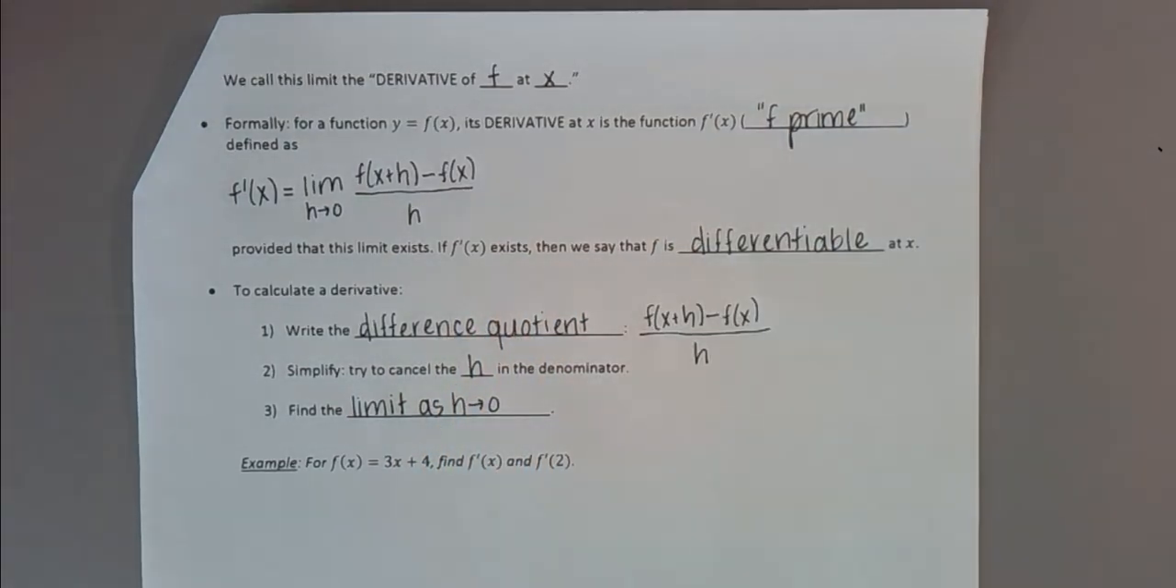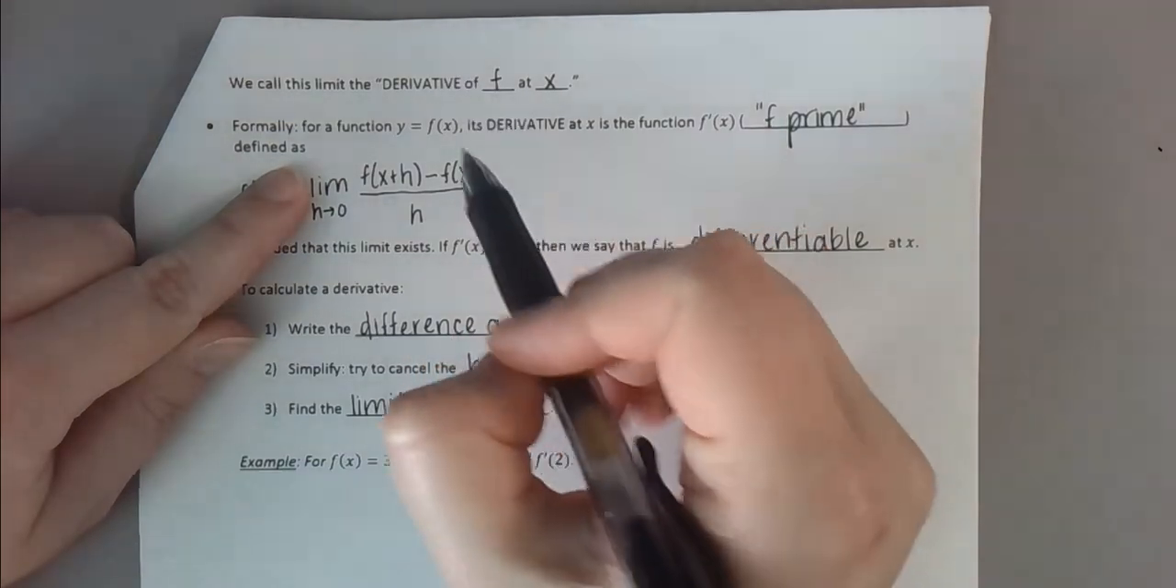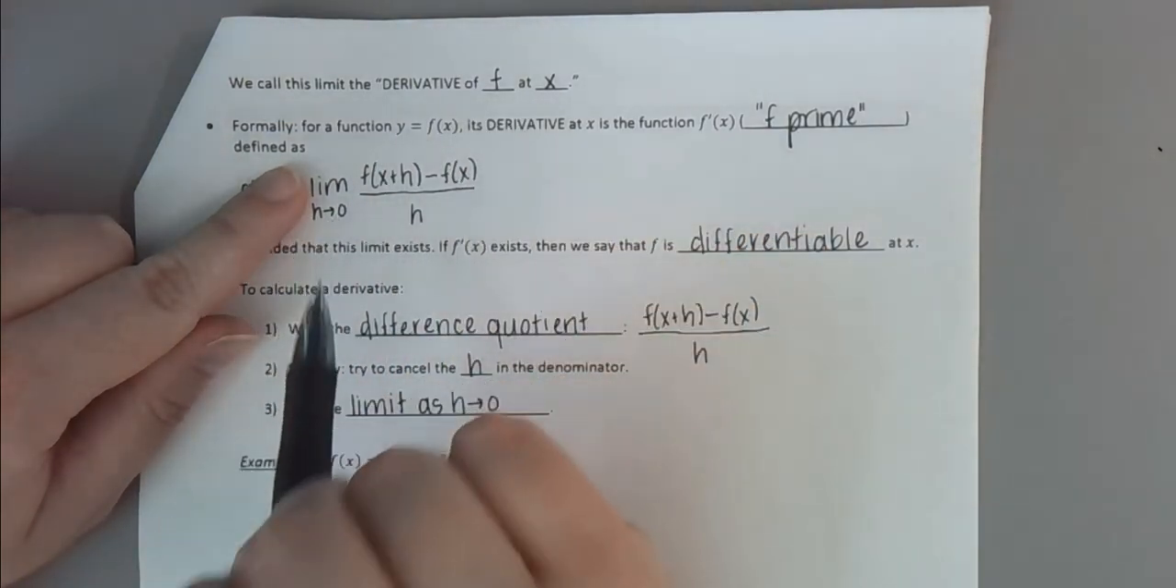So why does canceling the h in the denominator have something to do with evaluating that limit? Well, here's the limit we're evaluating. Here's the difference quotient. We're evaluating the limit as h approaches 0.